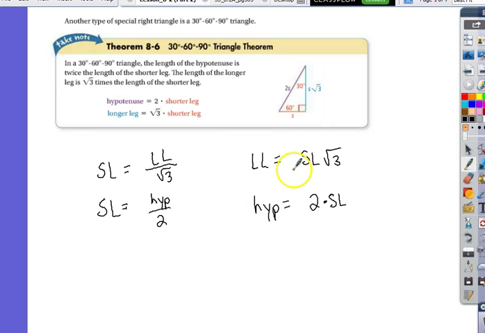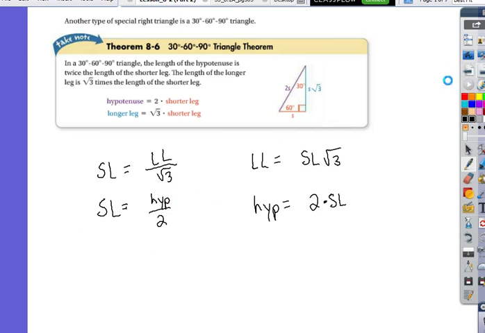So if I started out with longer leg, I would find shorter leg, and then I would find hypotenuse. If I start out with hypotenuse, I would find shorter leg, and then I would find longer leg. And if I start out with shorter leg, then I would find longer leg and hypotenuse. So those are the only formulas that you have to memorize. We okay with that? All right.